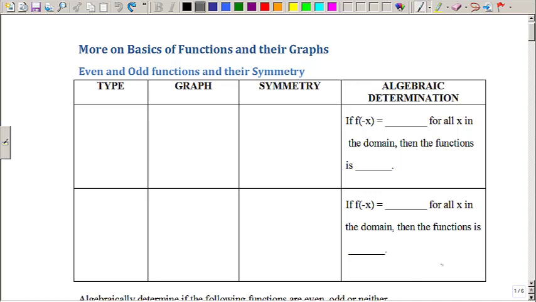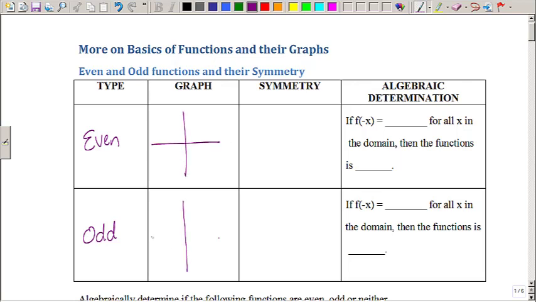First, we'd like to talk about even and odd functions, their graphs, their symmetry, and how we're going to determine if they're even and odd algebraically. The two types of functions are even functions and odd functions. And we want to take a look at an example of a graph.